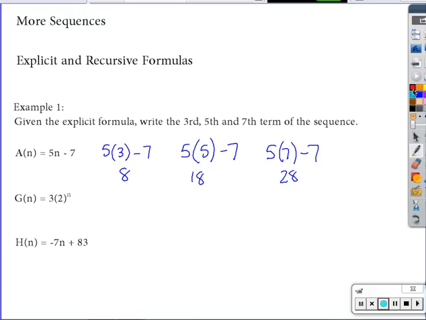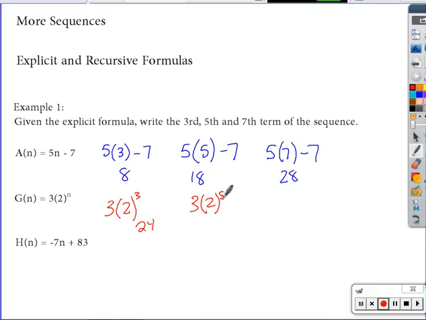Same works for a geometric sequence. If I'm asking for the third, fifth, and seventh term, then it's as simple as plugging 3 into the explicit formula. Now remember here, order of operations, 2 to the third comes first. That's 8 times 3 is 24. The fifth term, plugging 5 in for n.